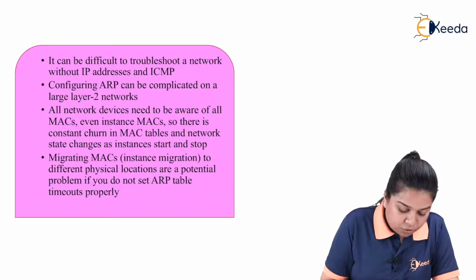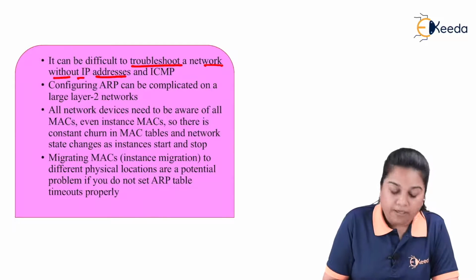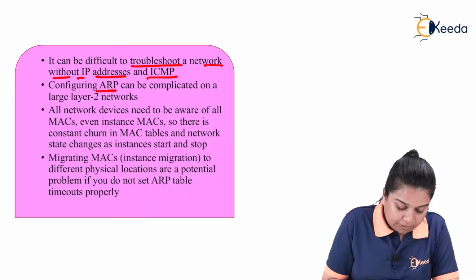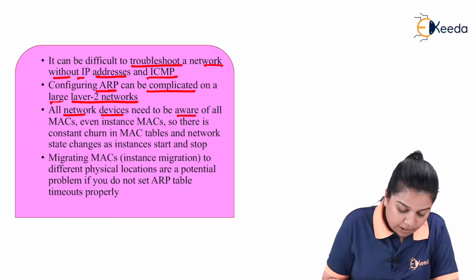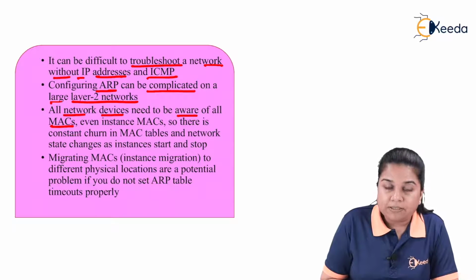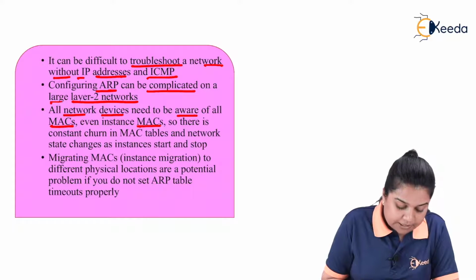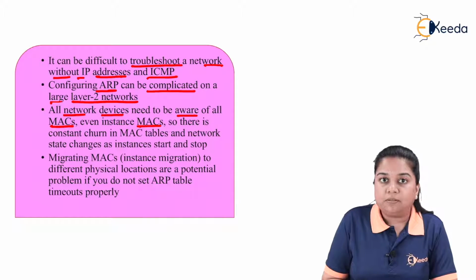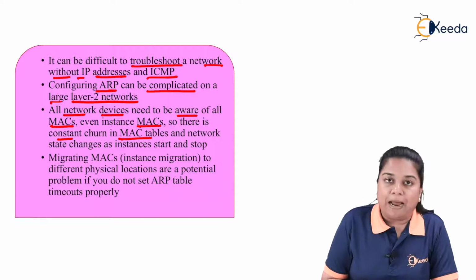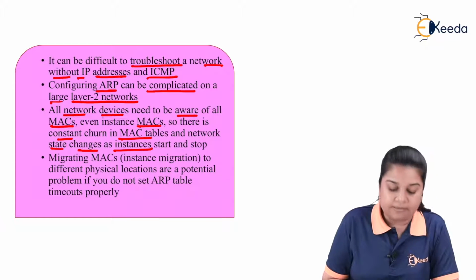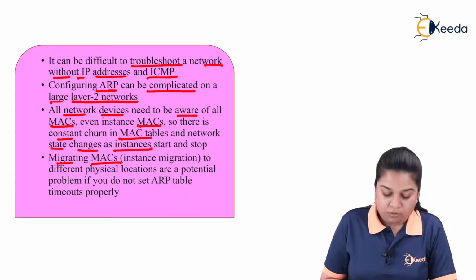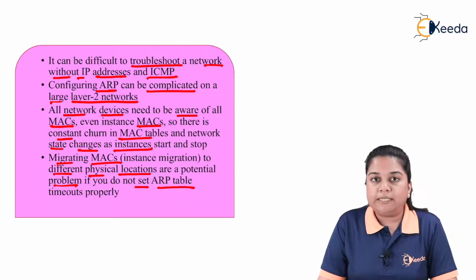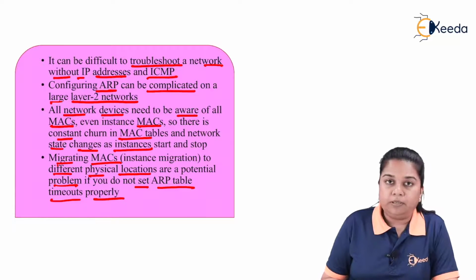It can be difficult to troubleshoot a network without IP addresses and ICMP. Configuring ARP can be complicated on large L2 networks. All network devices need to be aware of all MAC addresses or MACs, that is medium access control, even instance MACs. So there is constant churn in MAC tables and network state changes as instances start and stop. Migrating MACs, that is instance migration, to different physical locations is a potential problem if you do not set ARP table timeouts properly.